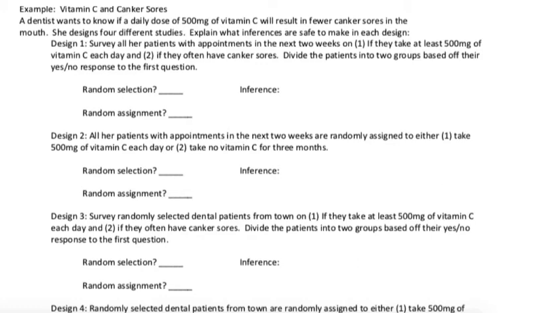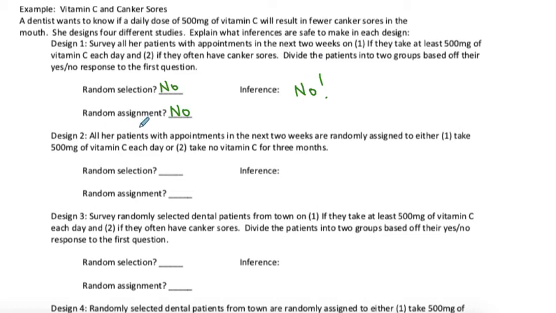Her first design says survey all her patients with appointments in the next 2 weeks on 1, if they take at least 500 milligrams of vitamin C each day, and 2, if they often have canker sores. Divide the patients into 2 groups based off their yes/no responses to that first question. So in this case, was it randomly selected? No. She just let people come to her, anybody with appointments those next 2 weeks. Did she randomly assign the medicine? No. So we can't make any inference here, not about her population at large, and we also can't make cause and effect, that maybe the vitamin C causes fewer canker sores. We can't make that inference.